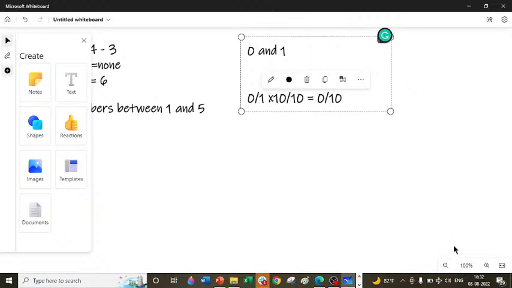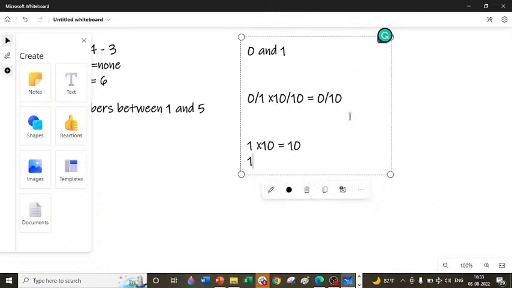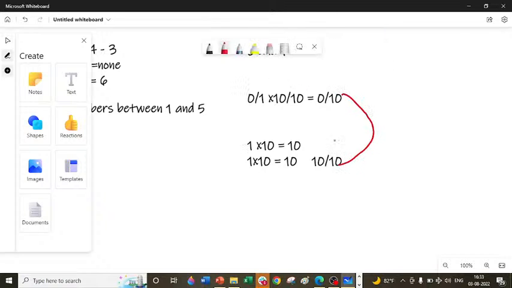अब हम चलते हैं 1 की तरफ. So let me move. अब हमारा 1 है, तो 1 times 10 is 10, and then उसके नीचे वाला जो नंबर है 10 है, तो 1 times 10 is again 10, so that will be 10 upon 10. अब हम ये जानते हैं 0 और 10 के बीच में हम नंबर्स आराम से लिख सकते हैं, जो ये आपका 0 और 10 है.